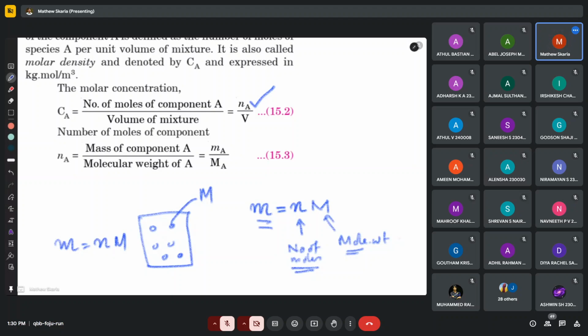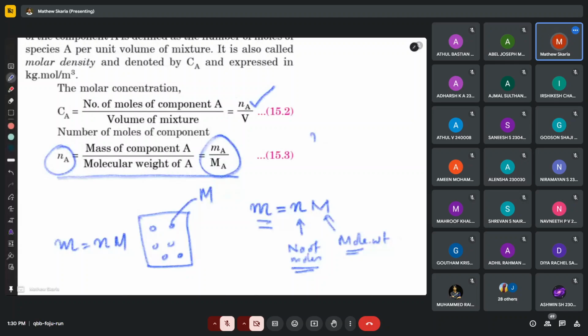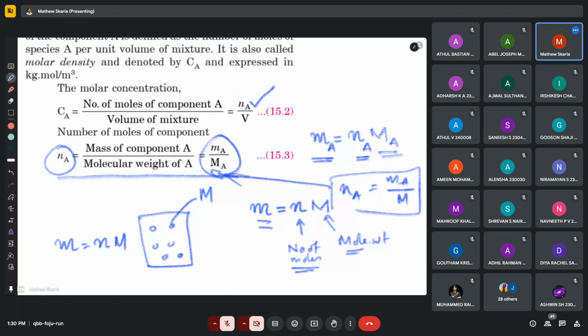That is how this expression is written. That is, small m a is equal to n a into the molecular weight of the species. So the mass of species A is equal to the number of moles of species A into the molecular weight of the species A. Or Na is equal to ma by M. So Na is equal to ma by M.